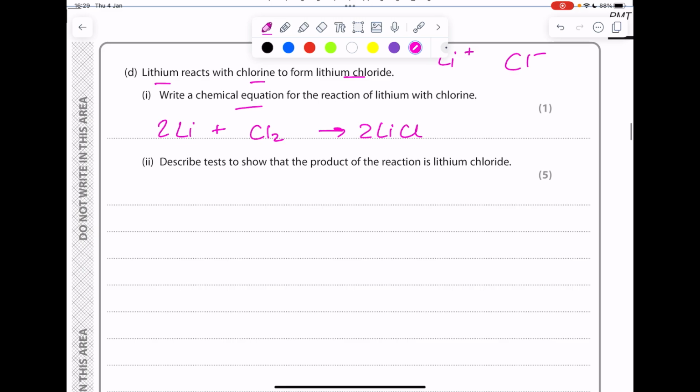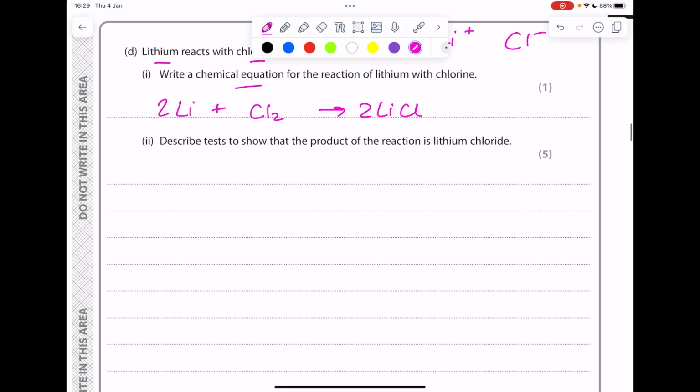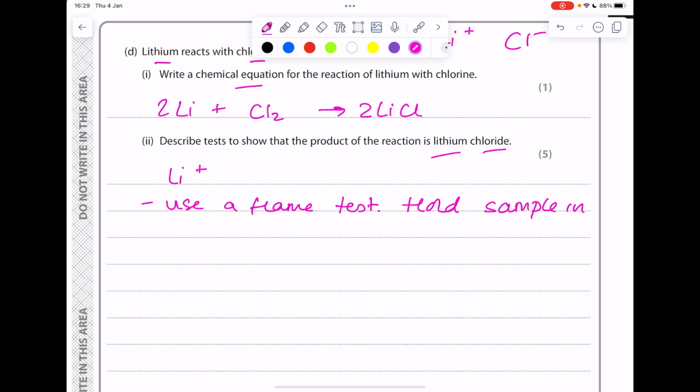Describe a test to show that the product of the reaction is lithium chloride. Wow, 5 marks. Okay, let's first of all prove that we have lithium present. So use a flame test. And let's outline a flame test. We're going to hold the sample in the roaring blue flame of a Bunsen burner. And you must learn these colours. And it should turn crimson red in the presence of lithium.